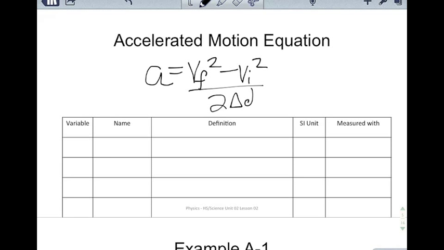And that's a equals vf squared minus vi squared over 2d. Now, we've covered all these variables already. We've covered a, we've covered vf, we've covered vi, and we've covered delta d. So you really shouldn't have any problems as far as giving them their names and their definitions and what they're measured with. Remember, the units are the key though. Meters per second squared, meters per second, and meters. That's how you're going to identify your given information.